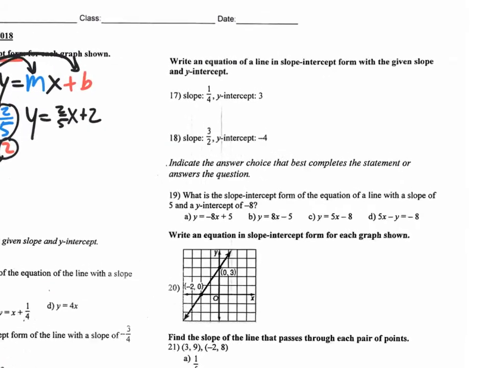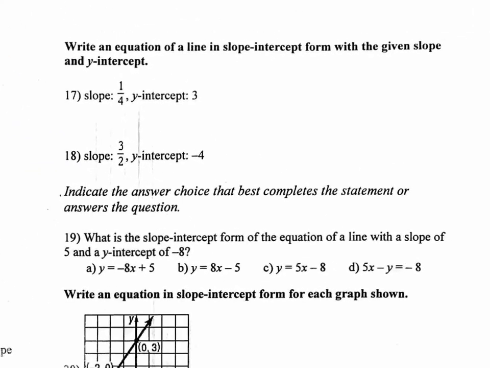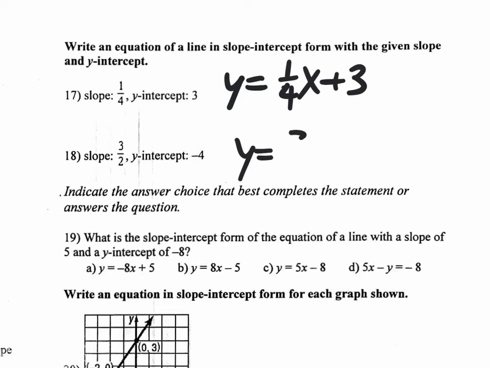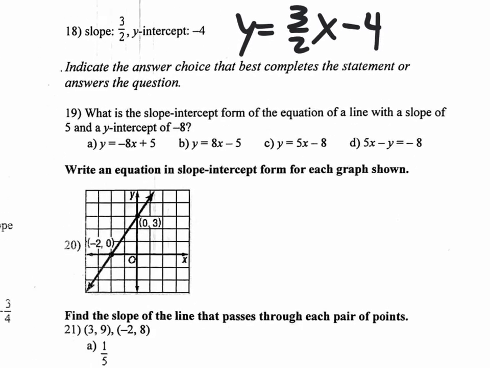Easy peasy, lemon squeezy. Write an equation of the line in slope-intercept form with the given slope and the y-intercept. Are you kidding me? What's the answer? Number 17. y equals 1/4 x plus 3. The next one, y equals 3/2 x minus 4. Everybody should ace the test tomorrow.